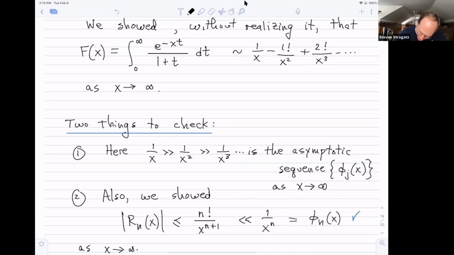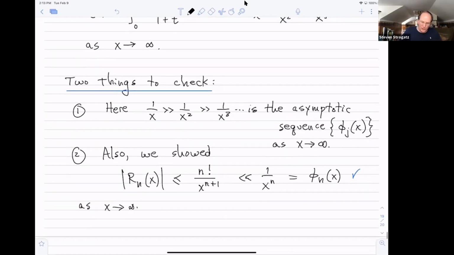And you have to check that condition on the remainder term that is in Poincaré's definition. So the remainder term is less than this, we showed, but that is itself much less than this term as x goes to infinity, because this is decreasing much faster than this. It's got an extra power of x for any fixed n. And so it is true that the remainder is less than or equal to this next term. So yes, check, that worked.